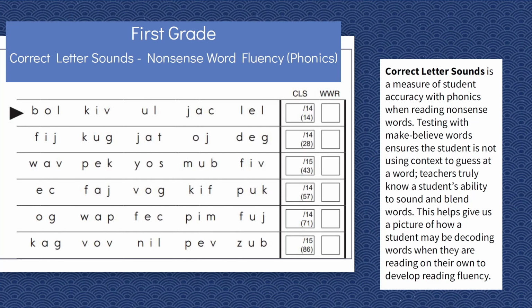And we have kids read them, because if we used a word like dog or cat, you have kids that have memorized that word. And that doesn't tell us if they can then take the word cat and decode catastrophic, right? So we want to make sure that kids are reading words they've never seen before to know if they know how to actually use sounds to read words.